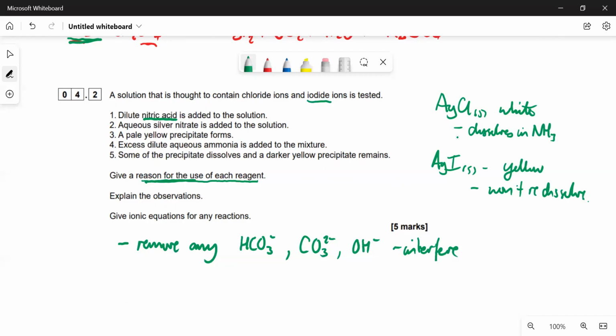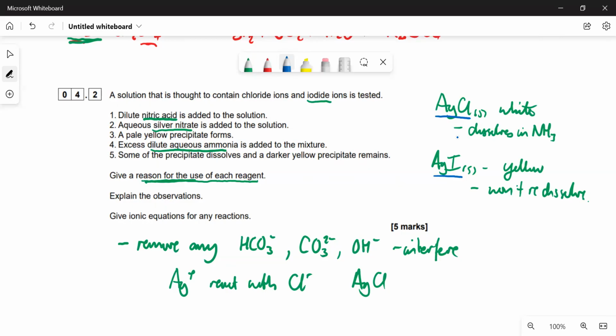Why are we adding silver nitrate to the solution? Because we're adding silver nitrate to react with the chloride ions to form AgCl solid and the iodide ions to form AgI. Why are we adding dilute aqueous ammonia? The reason we're adding that is because the silver chloride will dissolve in dilute aqueous ammonia, whereas the silver iodide, the yellow one, will not dissolve in it.